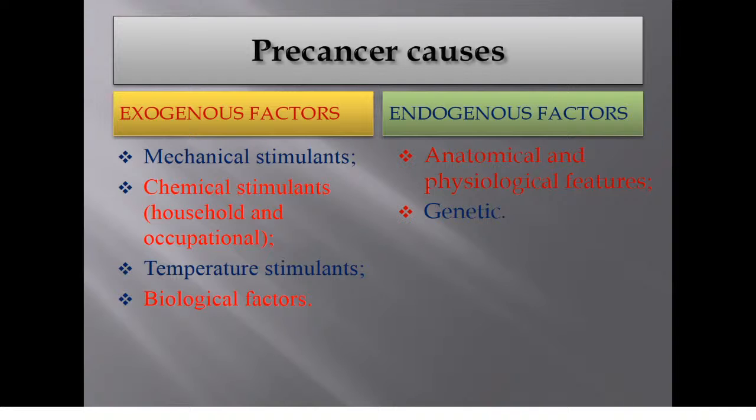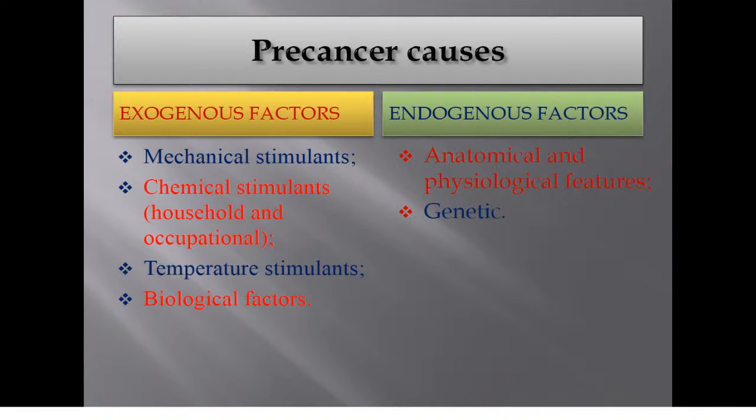Chemical stimulants can be divided into two groups, household and occupational. Household chemical irritants include spices, highly concentrated solutions of alcohol, and tobacco, which can be smoked and chewed. Spicy foods with lots of spices are widespread among the residents of the South, where a high frequency of leukokeratosis and oral cancer is observed. Tobacco has a rough irritant action on the mucous membrane of the mouth. Increased tobacco usage leads to an increasing number of patients with leukoplakia and oral cancer.